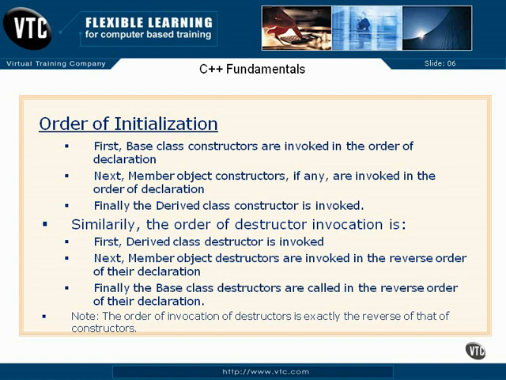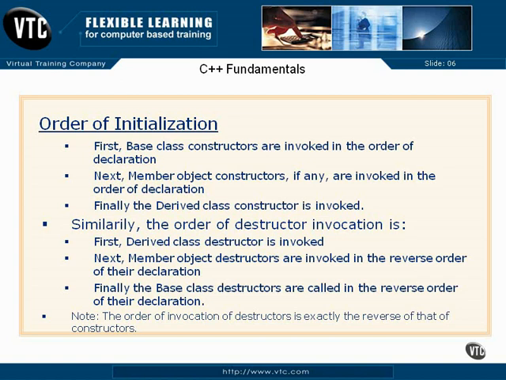Now, of course, we know that destructor invocation has to work in the opposite order, because you can imagine these things are stacking A, B, and C on top of each other. So we have to destruct or destroy the last one created. So the derived class destructors are called before the member object destructors are invoked, and they are in the reverse order of their declaration, so we're working backwards off of what was created. And then finally the base class destructors are called in their reverse order of declaration, so we get back to basically an empty memory structure. So obviously the order of invocation of destructors is the reverse of that of the constructors.